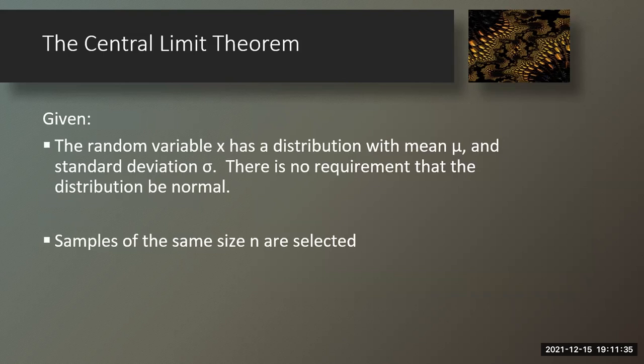And I'm going to run over the detail here, but I do want to keep the example simple and straightforward. Random variable x has a distribution with a mean mu and a standard deviation of sigma. That's just no new news. That's what we expect for a population. There are no real requirements that the distribution be normal. And samples of the same size n are selected.